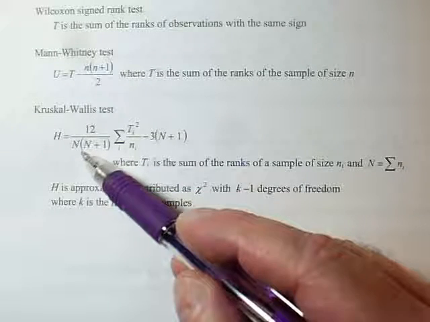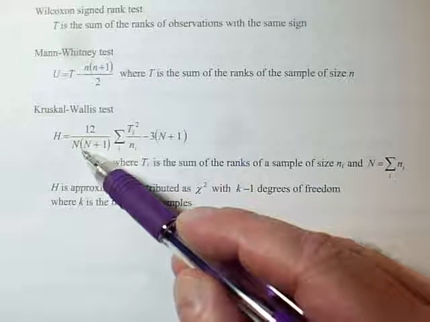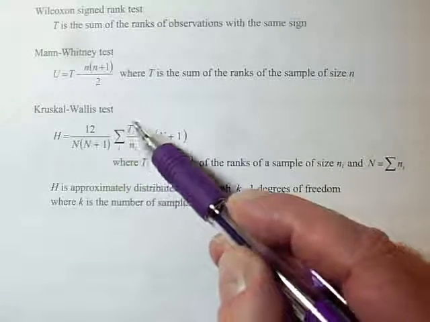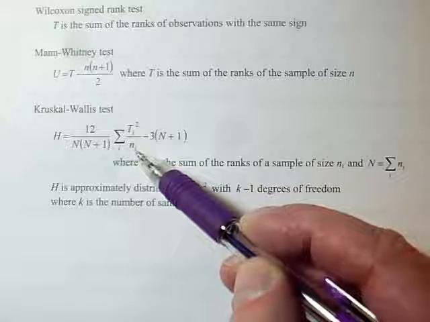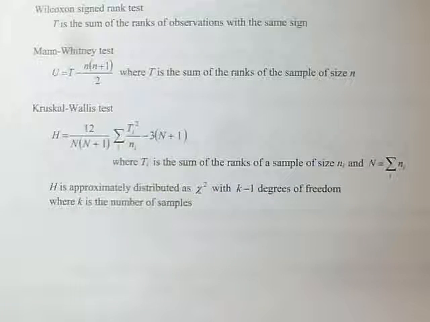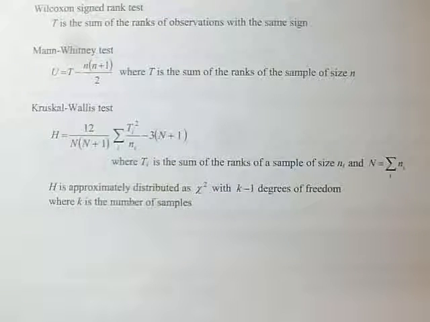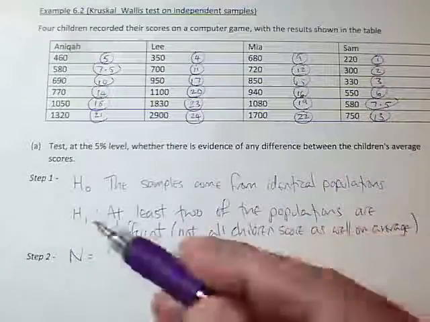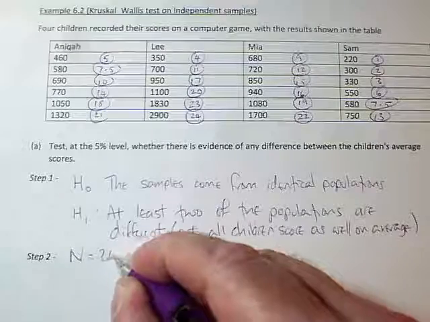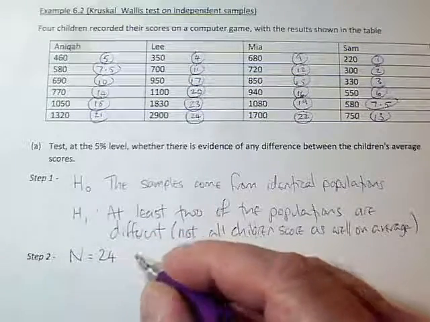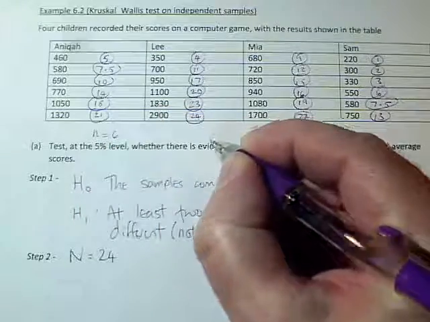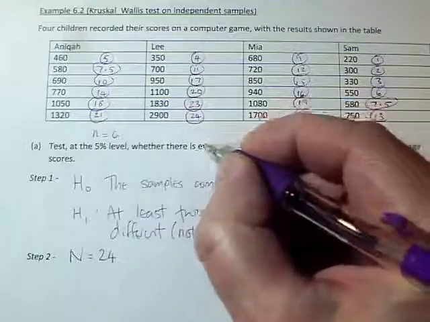So we need a value of n, that's the total number of observations across all of the samples, and then I need the total of the ranks for each sample and the size of each sample. So those are the ingredients I need to set up for my test statistic. So n is the total number of scores in the table, so there are 4 lots of 6, that's 24. All the little n's, all of the sample sizes are 6. And I've got to total the ranks for each sample as well.